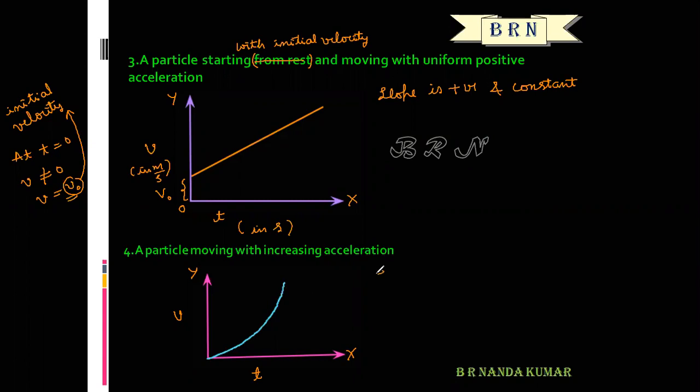So in this graph, slope is positive and that is variable. Slope is positive and it is variable. Actually here the acceleration gradually increases. So this graph clearly shows that the particle is moving with increasing acceleration.